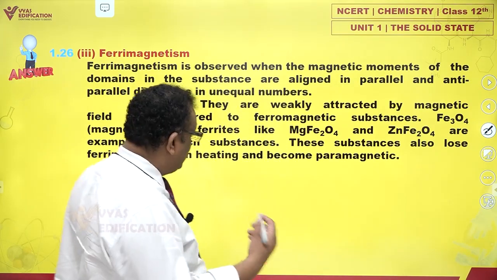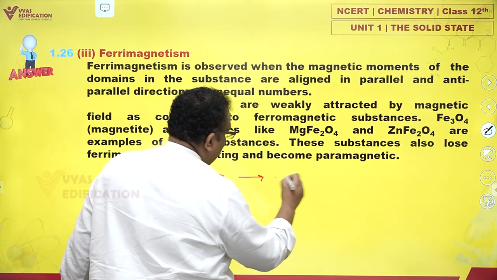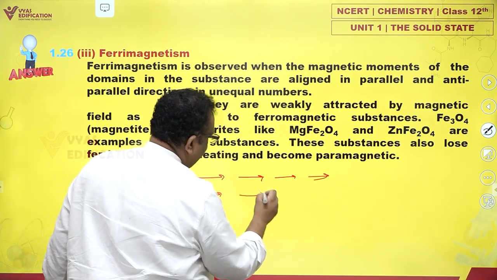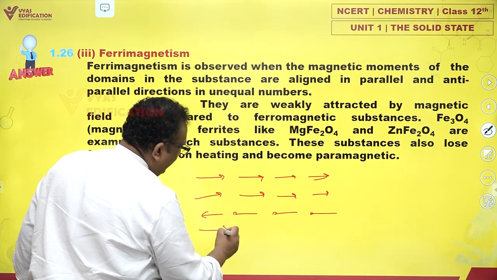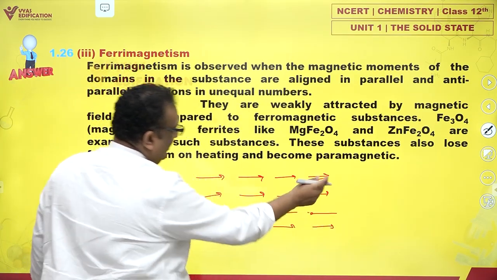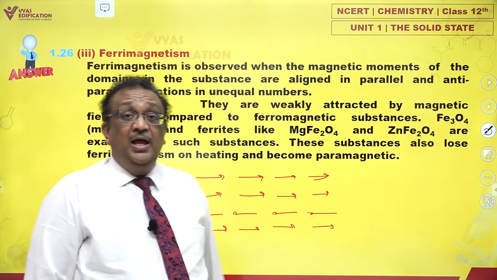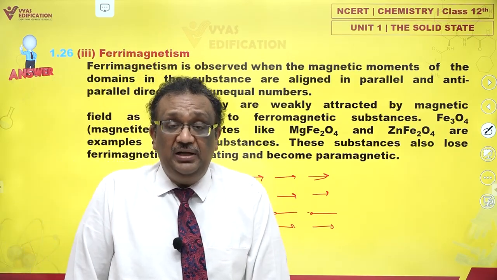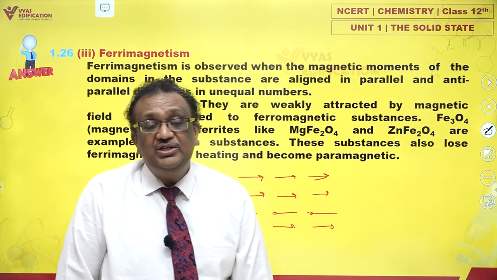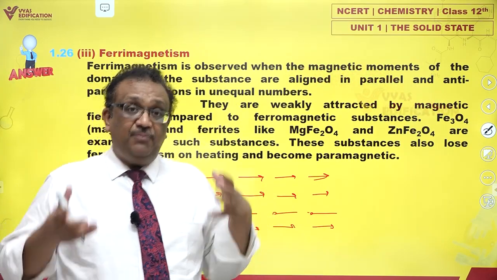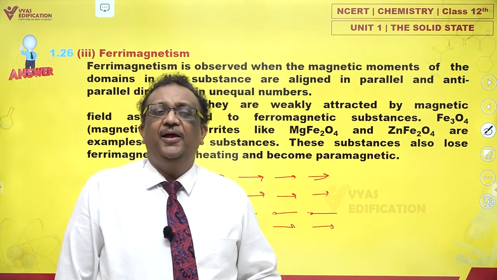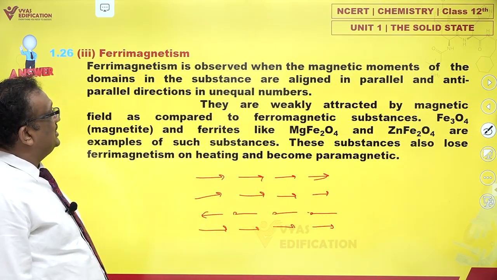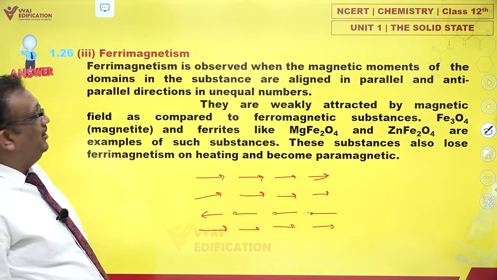What happens is that in solid state, their magnetic domains may not be completely aligned all in one direction. Some of them are in one direction, some of them are in opposite direction, and they partially cancel, not completely. They partially cancel each other. That means the net magnetic field is reduced. It's not very strong, but it is there. And such substances are called ferrimagnetic.